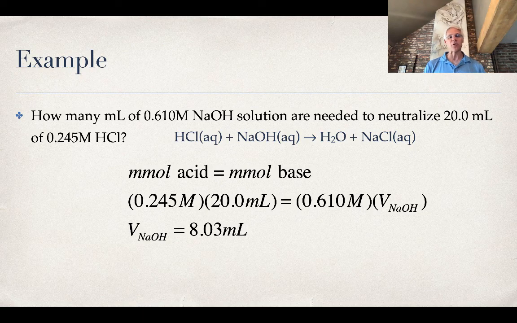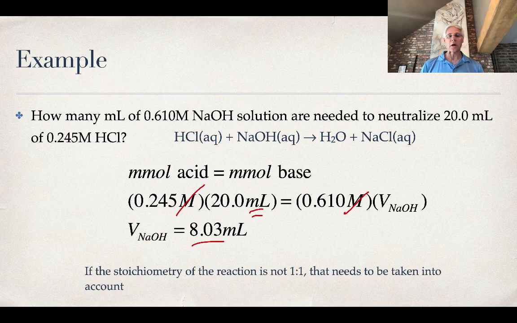So anyways, our millimoles of acid are equal to millimoles of base. So we have our molarity times our milliliters of our acid here. That will give us millimoles of acid. And then for our base, we have our molarity of our base times the volume. And so all I need to do is divide this over here. That will give me my volume of NaOH. And for units, the molarities will cancel and it will give me the volume in milliliters, which again is an advantage to using milliliters here. But you get 8.03 milliliters of sodium hydroxide should be needed to neutralize that amount of acid.